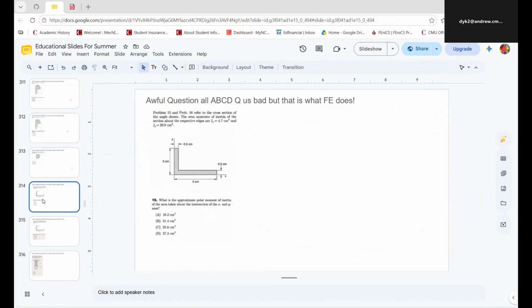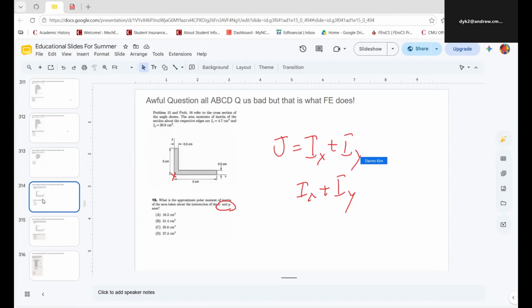Okay, over here, problem 15 to 60 refers to the cross section over here. The area moments of the section are Ix equals 4.7, Iy equals 20, with respect to the edges. What is the polar moment of the area taken about the intersection? This is just J equals Ix plus Iy. Is it the edge intersection of Y? Okay, so it's over here. So we're good. It's just Ix plus Iy then.